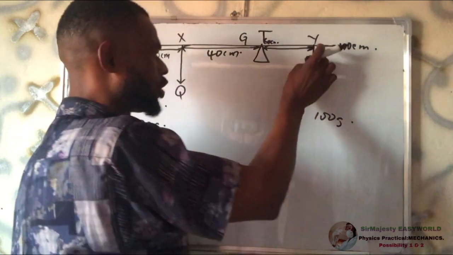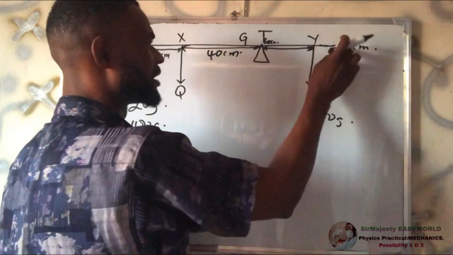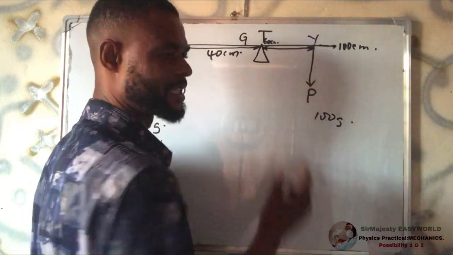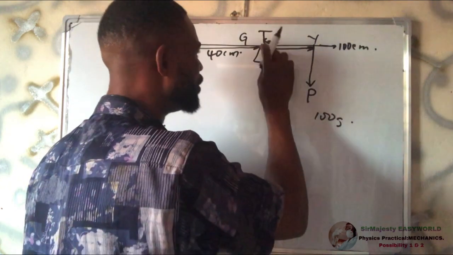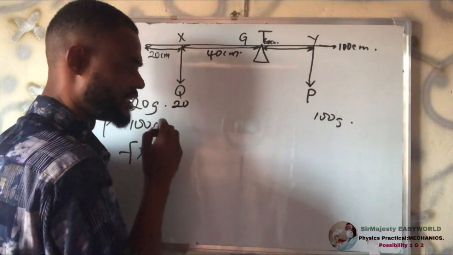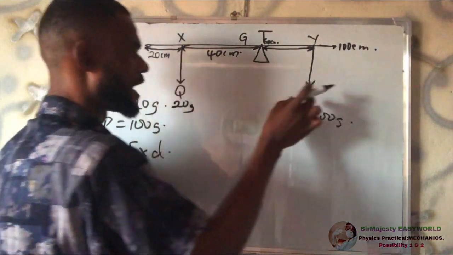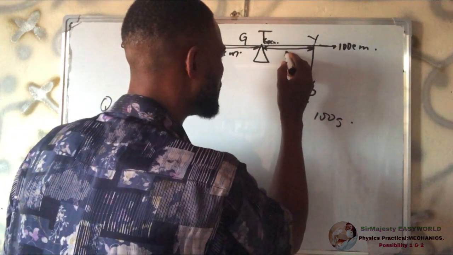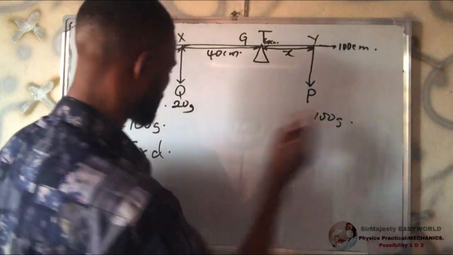It's not specific where it is being placed. That is why I say adjust this particular mass P until the meter rule balances horizontally on the knife edge. You don't need to go and be doing the practical by yourself. You manipulate it. They just want you to find from here to here. Since I know that this one is 20 and this one is 40, what is the distance now from here to here? I'll just make a simple calculation.